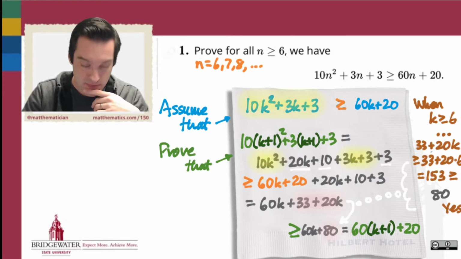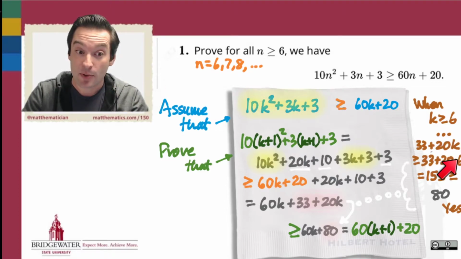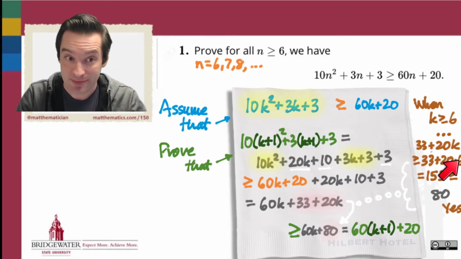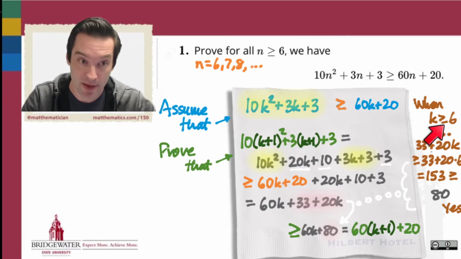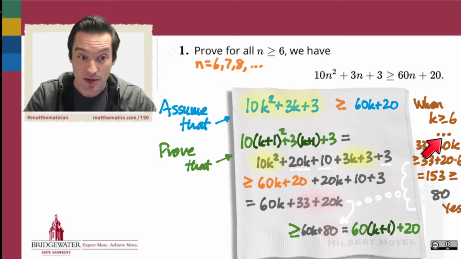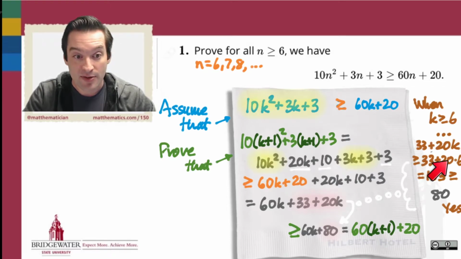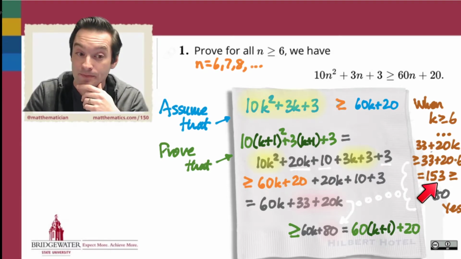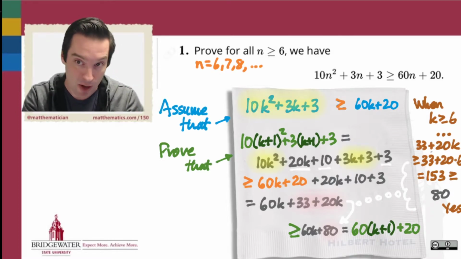Well, since k is greater than or equal to 6, 20 times k is greater than or equal to 20 times 6, because 20 is positive, and I can multiply both sides of this inequality by a positive number without reversing the sense of the inequality. So 20k is greater than or equal to 20 times 6, which is 120. And so 33 plus 20k is greater than or equal to 33 plus 120, which is 153. And since 153 is greater than or equal to 80, we know that we have a viable argument here.